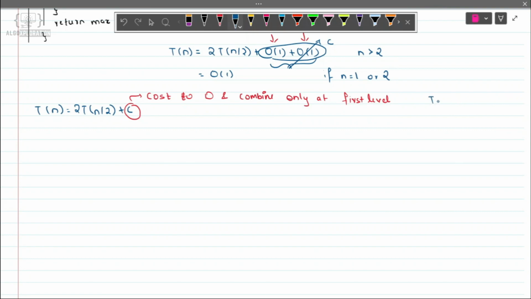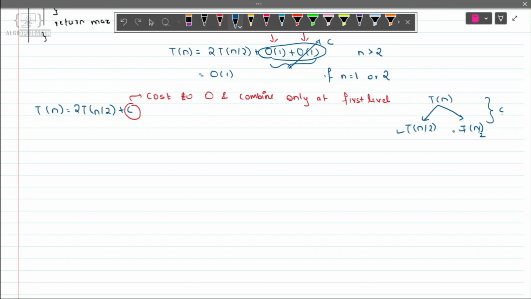That is when T(n) is calling T(n/2) and D(n/2), then at this level only the cost is c for divide and then combine. The cost for the next level, this will be n/2, the cost for the next level will be taken by these two, and so on.